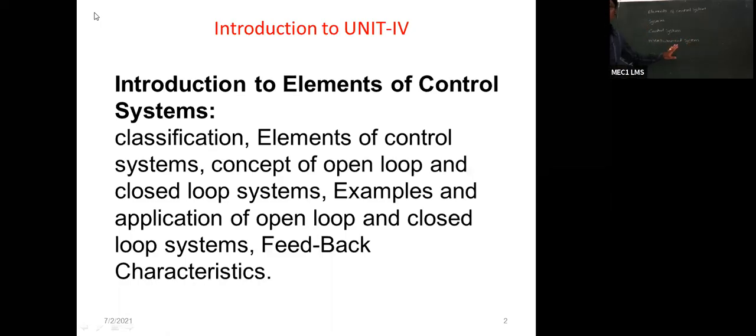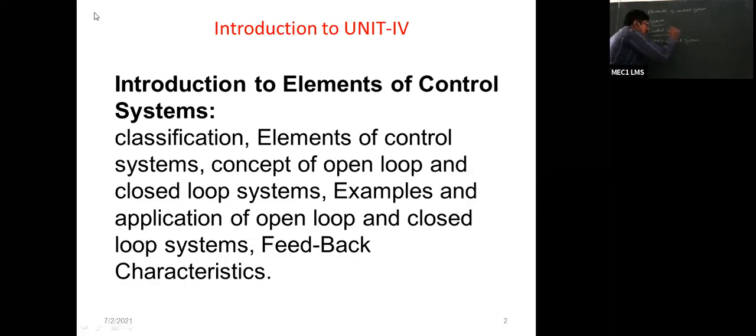A system consists of several components, or comprises several parts, which are arranged in sequence or assembled together, and it performs a specific function, which is the output. That is called a system.